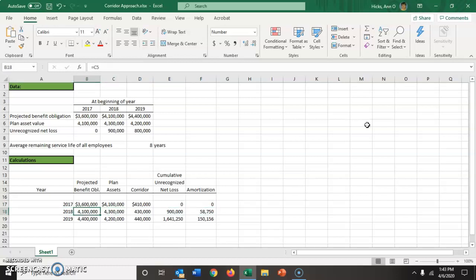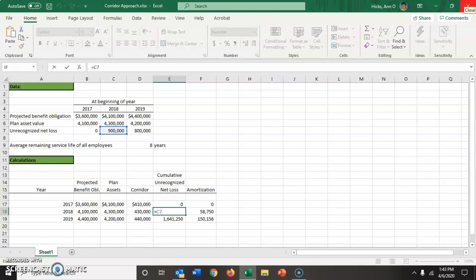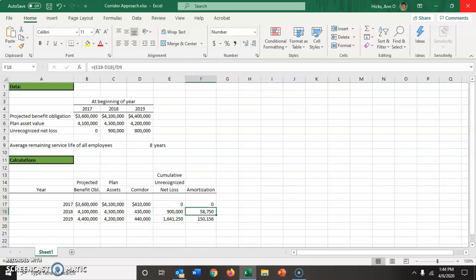2018, PBO of 4.1 million, plan assets of 4.3. Again, plan assets are the larger of the two, so the corridor will be 10% of that, or $430,000. Our cumulative unrecognized net loss at the beginning of the year is the $900,000 that we incurred in 2017. Now, here's how we calculate the amortization. We're going to take the difference between the cumulative unrecognized net loss and the corridor.